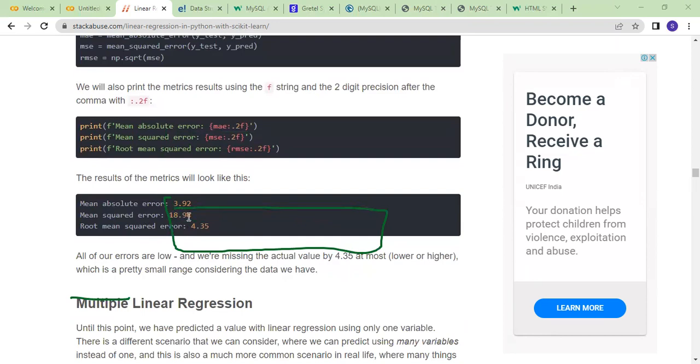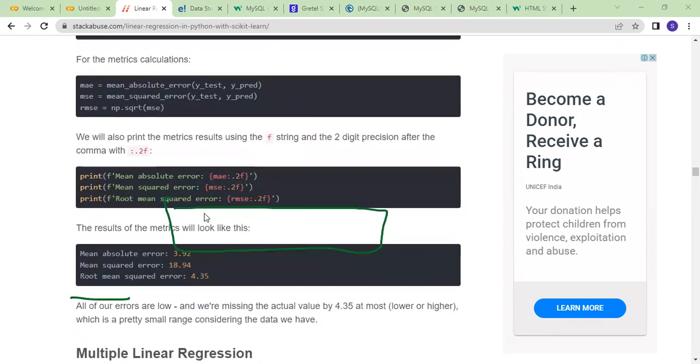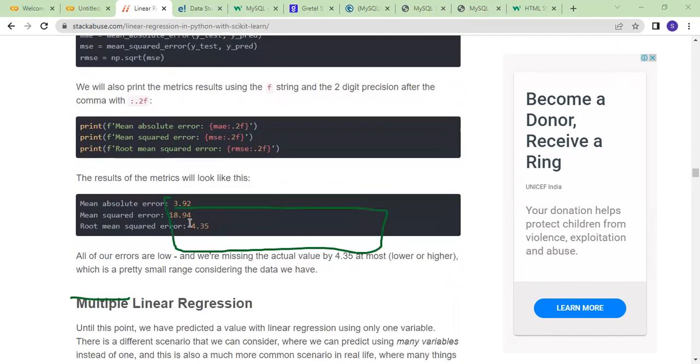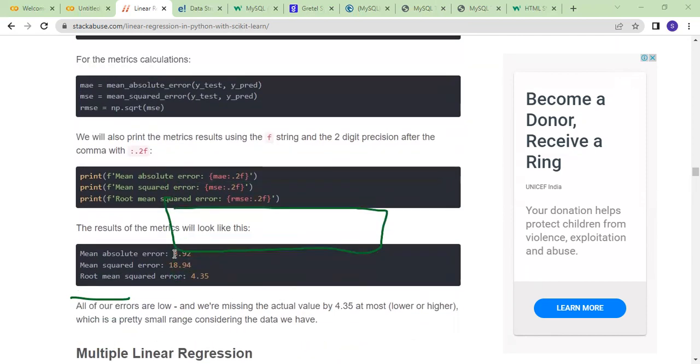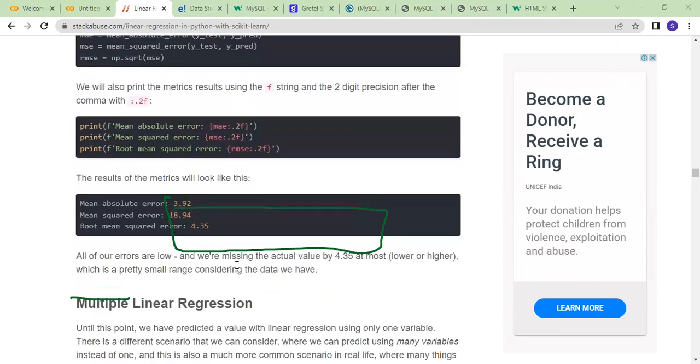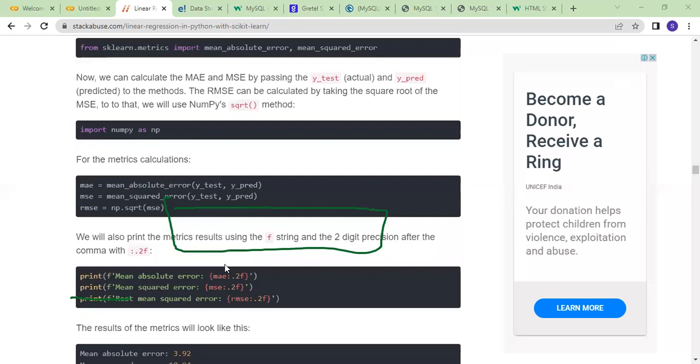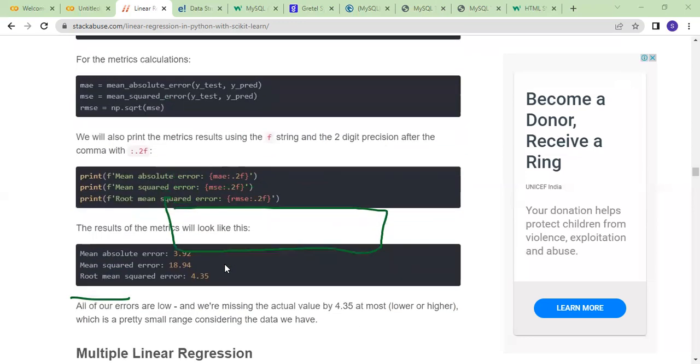It is seen that the mean absolute error value is 3.92, which is near 4, and the root mean square is also near 4. So these two values are more or less identical. So I think about 4% of error is there. From here, I can conclude that my model is accurate.